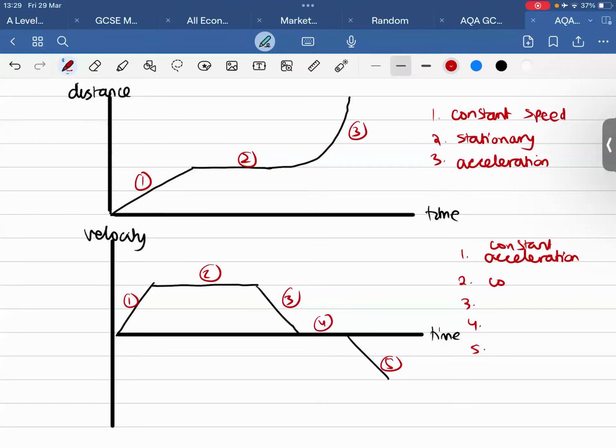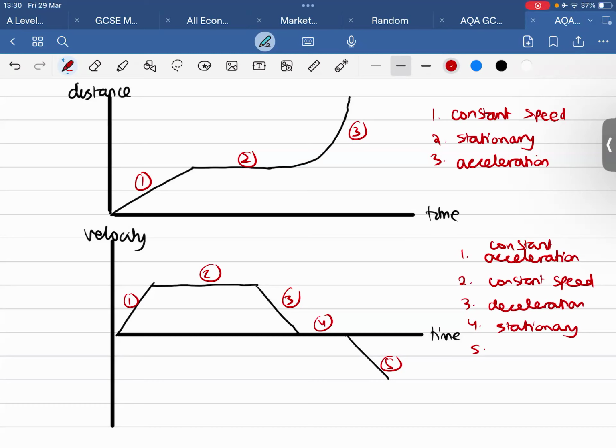Exactly, which is different from number 2 in the first graph, where a flat line meant it's stationary. And then 3 is constant deceleration. Good. You can also use the word velocity for number 2, but it's fine. And number 4 is the same as 2? 4 is stationary because it's flat, but it's at 0. So if you're moving at 0 meters per second, you're not moving.